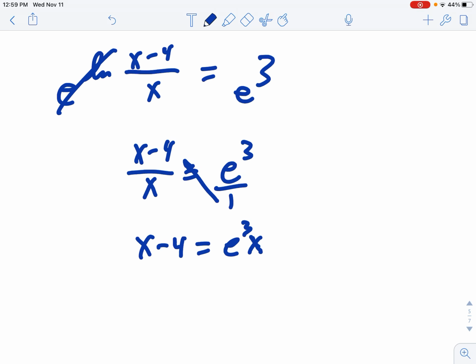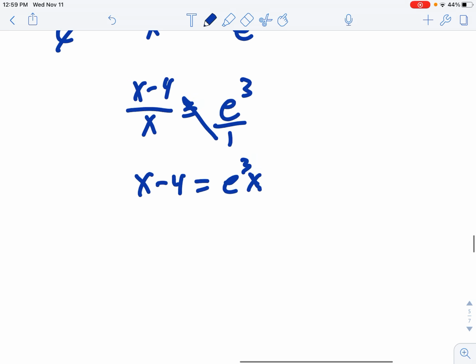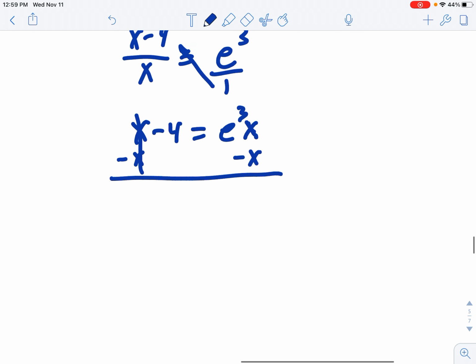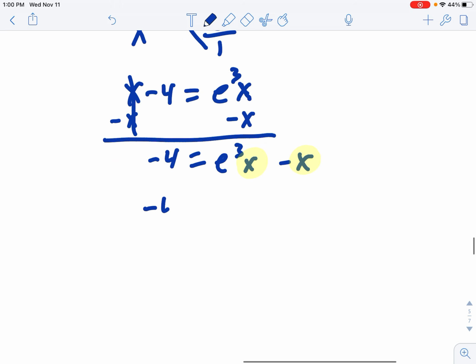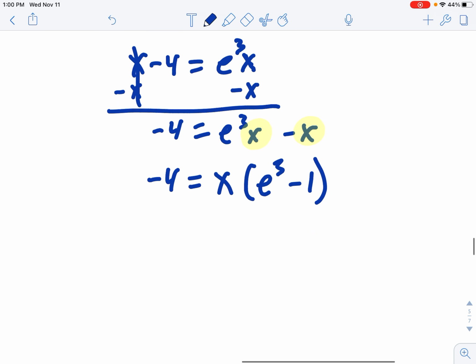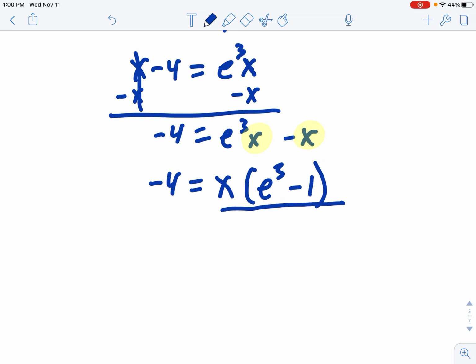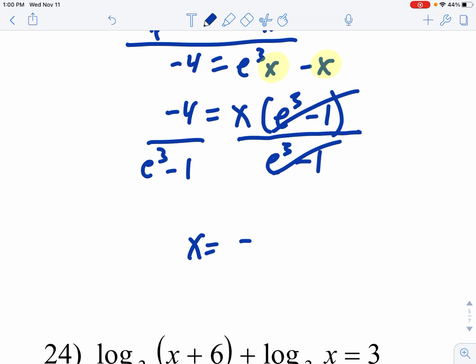Now what? How do I solve this? Okay, we're trying to isolate x, so I'm going to get x on both sides together. So subtract x on both sides, you get negative 4 equals e to the third x minus x. Now each term in that expression has x as a common factor. I'm going to factor out x. It gives me e to the third minus 1. To isolate x now, I can divide the whole thing by the quantity e to the third minus 1. So I get x equals negative 4 over e to the third minus 1.